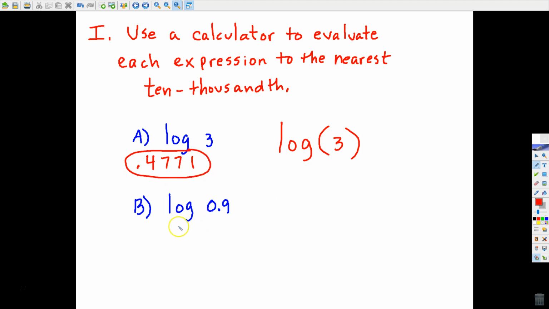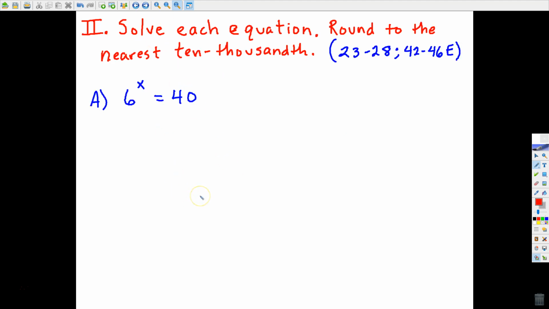Okay. I don't think we need to do letter B, but I just want to make sure you understand where the log button is and how to use it. It's pretty simple because you're going to use it quite a bit in this lesson. So for sake of time, let's just jump into actual homework type problems. So this is the kind of thing you're going to do on these problems, solving exponential equations.